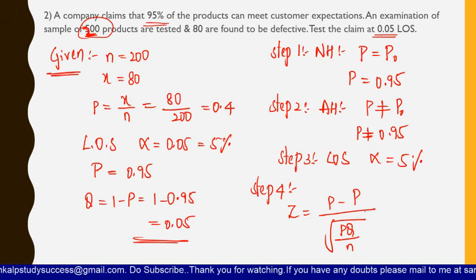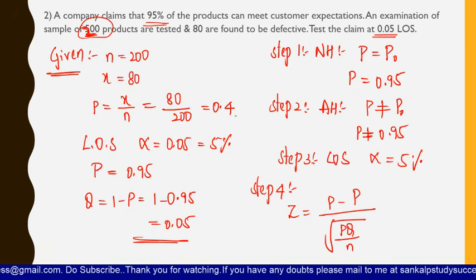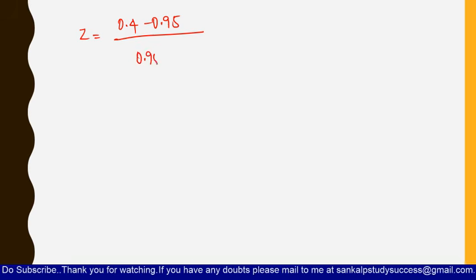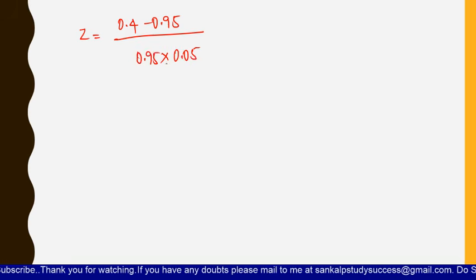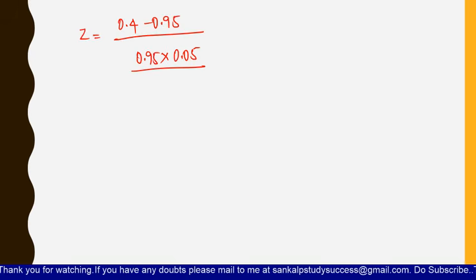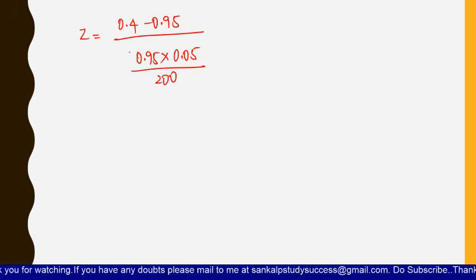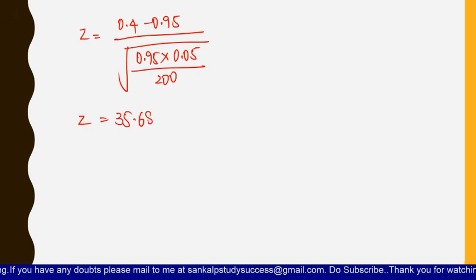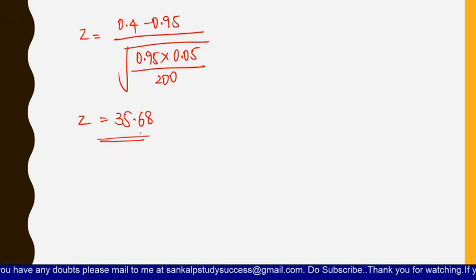Now let us substitute all the given values in the formula, so that Z is equal to small p value, which is 0.4, minus 0.95, divided by the square root of 0.95 into Q value, which is 0.05, divided by N. Here N is nothing but 200, so we will substitute 200. Now if you calculate this value, then you will get 35.68. This is the calculated value of Z.